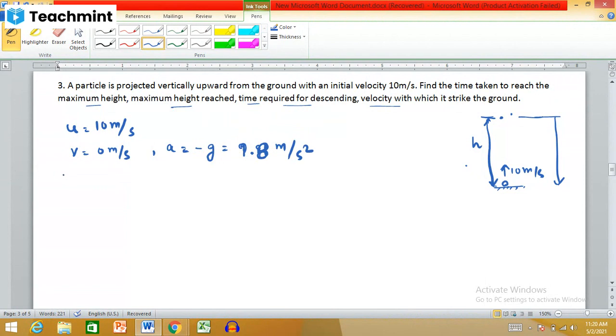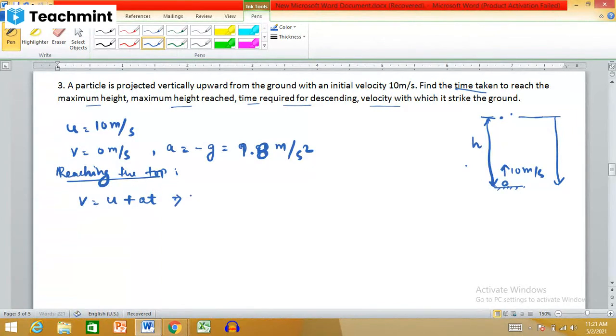So what formula will we use? This is the case of reaching the top, or ascending. In reaching the top, what will we calculate first? The time taken to reach the height. What data do we have? We have u, v and a. We can use v is equal to u plus at. So easily we can calculate our unknown t from here.